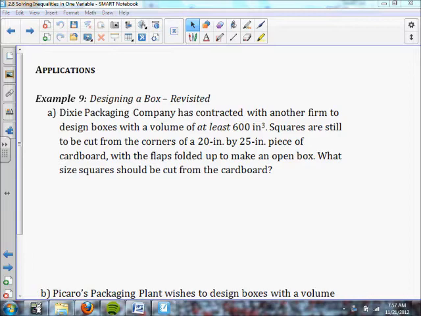Okay? Now, Dixie Packaging Company is contracted with another firm to design boxes with a volume of at least 600 cubic inches. Squares are still to be cut from the corners of a 20 by 25 inch piece of cardboard with the flaps folded up to make an open box. What size squares should be cut from the cardboard? Okay?